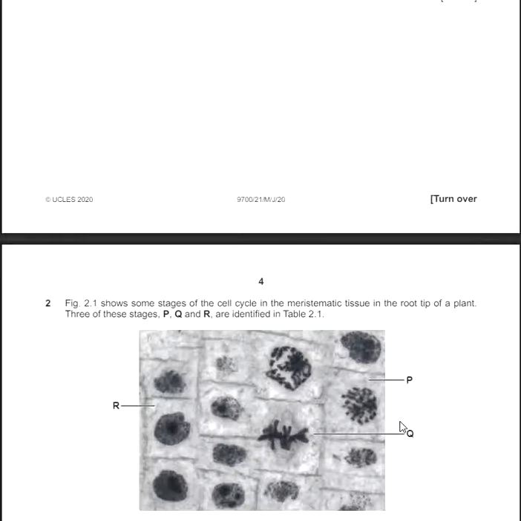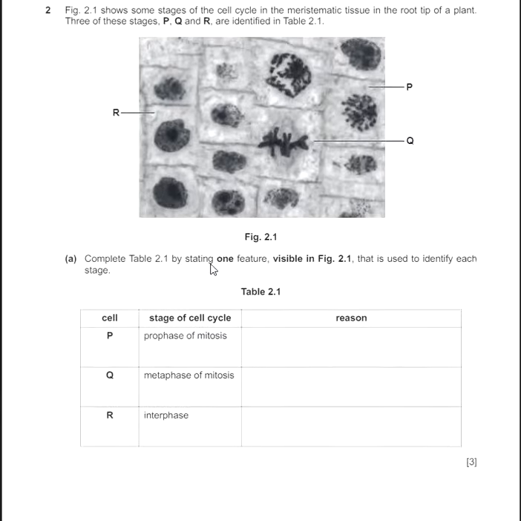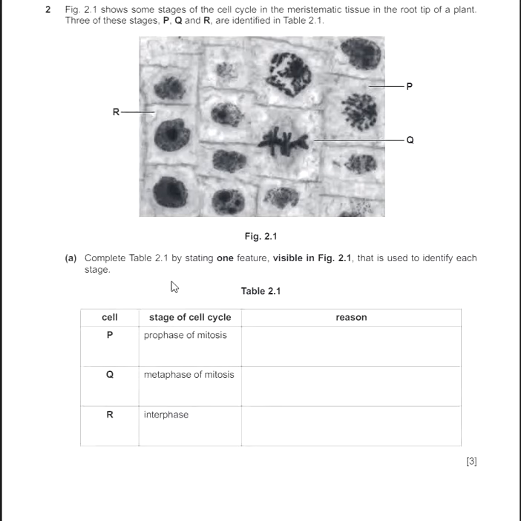Okay, let's have a look at question 2. Figure 2 shows some stages of the cell cycle in the meristematic tissue on the root tip of a plant. 3 of these stages, P, Q, and R, are identified in table 2.1. Complete table 2.1 by stating one feature visible in figure 2.1 that is used to identify each stage.